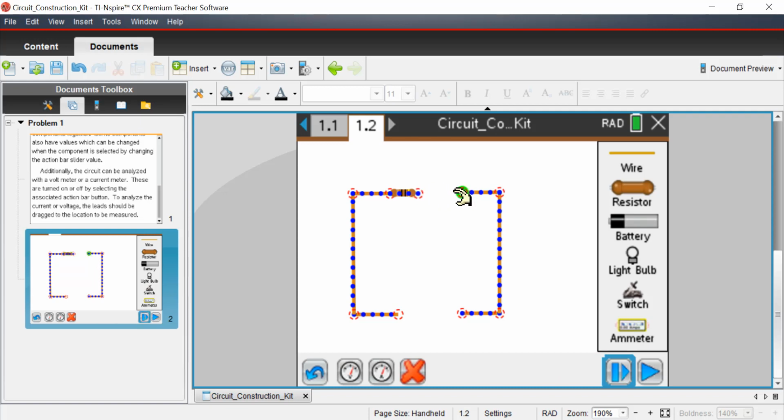Oops, I gotta take the wire, move that over there. Boom. Alright, so now they're all connected. The little green circles tell me that I'm good to go. And in any circuit, you have to have power.